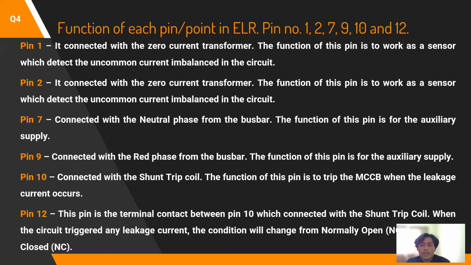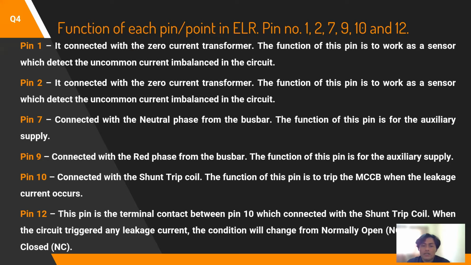And then we proceed with pin number 7. Pin number 7 is connected with the neutral phase from the bus bar. And then the function of this pin is for the auxiliary supply. And then for pin number 9, pin number 9 is connected with the red phase from the bus bar.